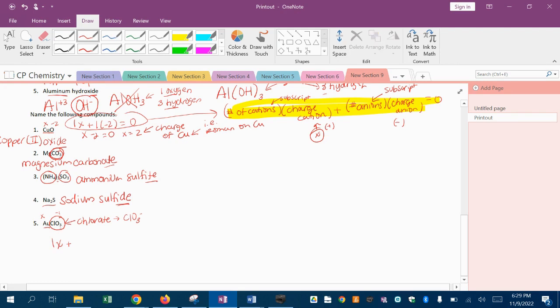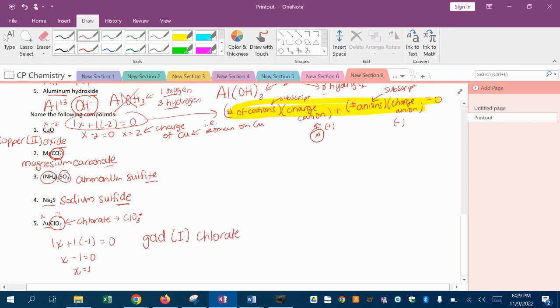Is the answer 3? The answer is no, it is not 3. There is only one chlorate. If there was more than one, you would have put it in parentheses. So we have one chlorate. Chlorate has a charge right here of -1. So times -1 equals 0. So we have X minus 1 equals 0. So X is 1. So the name of this is gold. Do I have to use a Roman numeral for 1? Yes, you do. You don't use a subscript of 1, but you do use Roman numerals. So this is gold(I) chlorate.